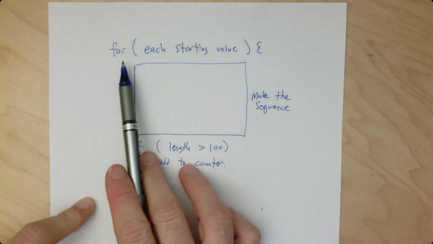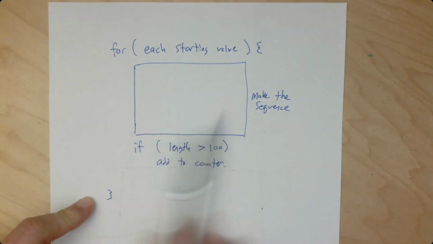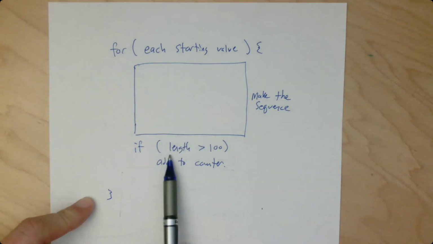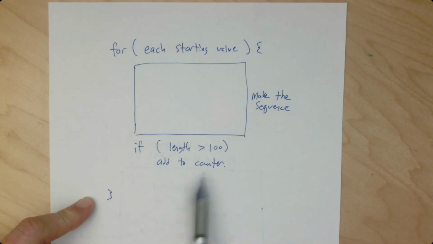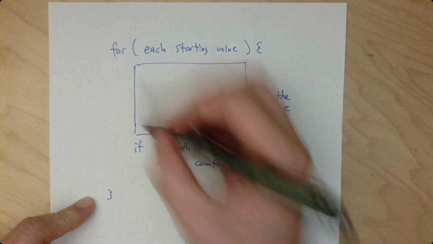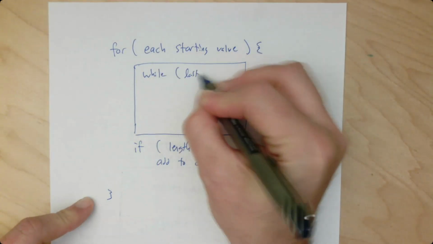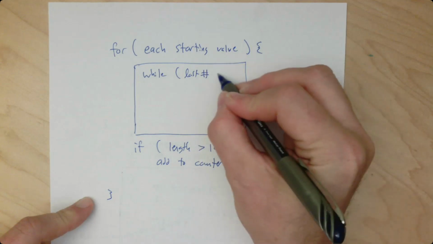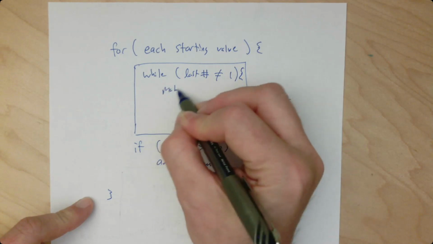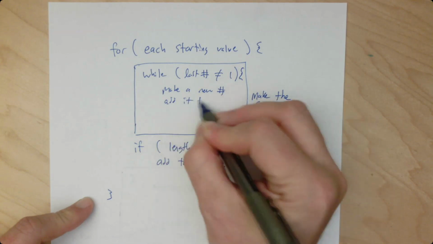Because it's brute force, you're going to be looping over every single possible starting value. Then you'll have some code that will generate the sequence for that starting value. Then you'll ask if its length is greater than 100 and add to a counter. And then you can ask, okay, how do I make a sequence? Well, I know as long as the last number isn't 1, I want to make a new number and add it to the list.